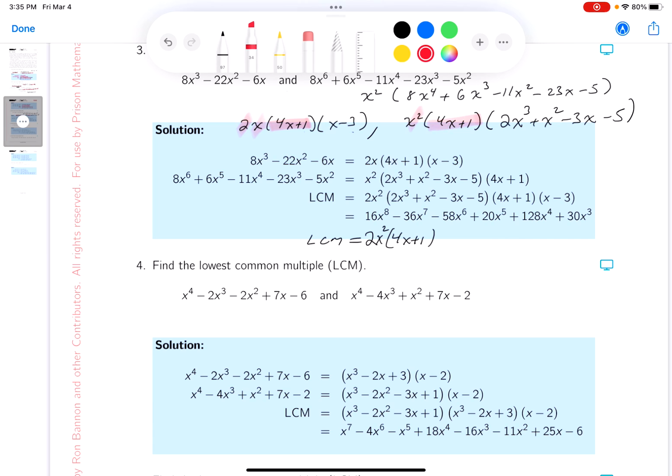Whoops, forgot to do that one. It must contain a factor of x minus 3. It must contain this cubic factor as well: 2x cubed plus x squared minus 3x minus 5. This is my committed LCM. Let's see if we got that. Got the 2x squared, 4x plus 1 I have, x minus 3, and 2x cubed plus x squared minus 3x minus 5. Yeah, things look great. All right? Thank you so much for paying attention.